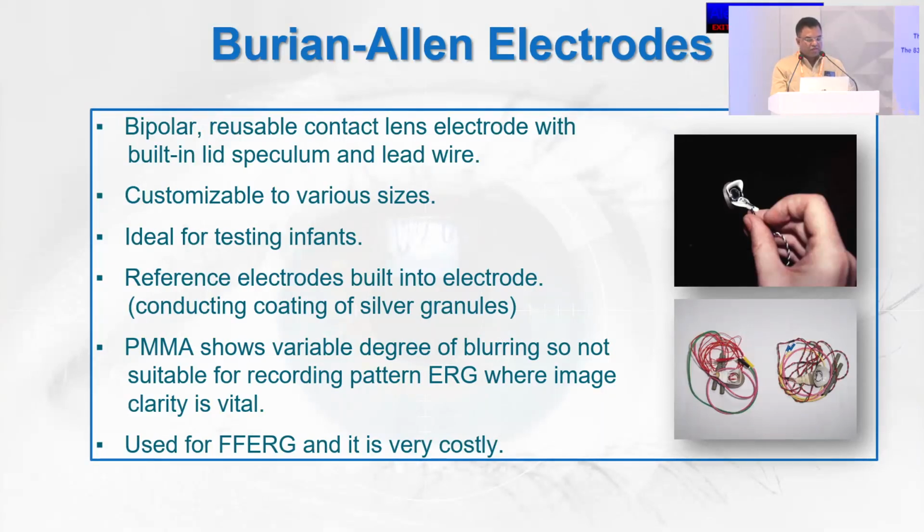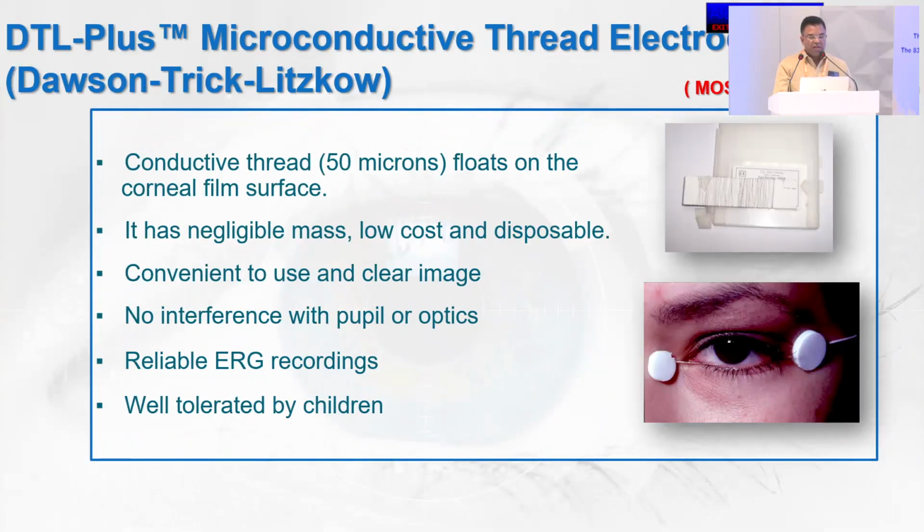They are basically used for full field ERG, but remember, they are very costly in nature. The most commonly used is the DTL plus microconductive thread electrode. These are conductive threads, almost 50 microns, that float on the corneal film surface. It has a negligible mass, low cost, and is disposable, convenient to use, and it gives a very clear image. There's no interference with pupil or optics.